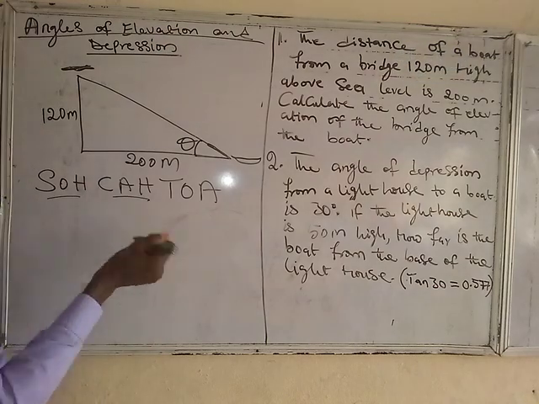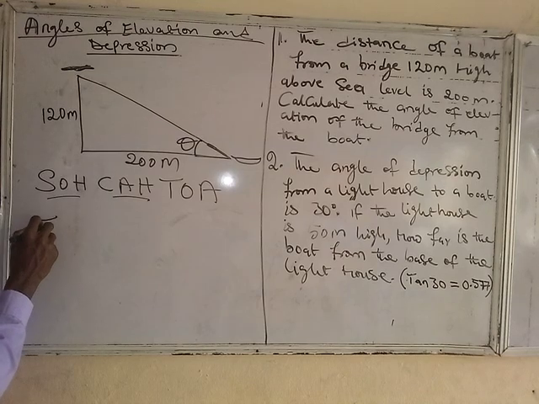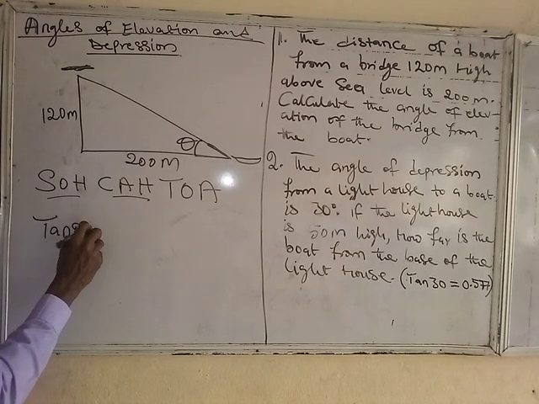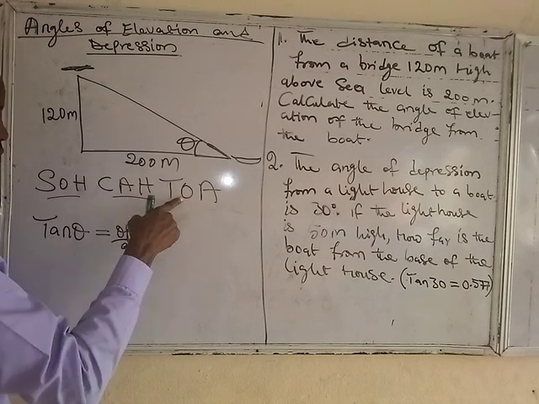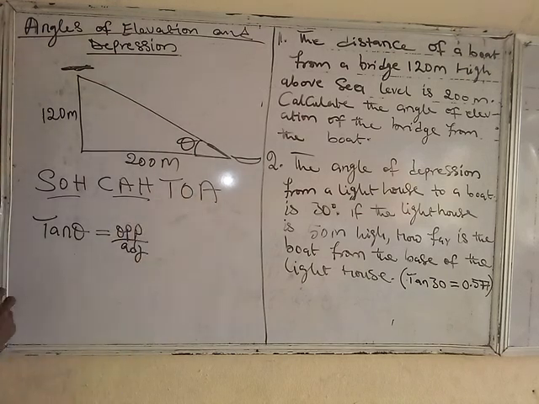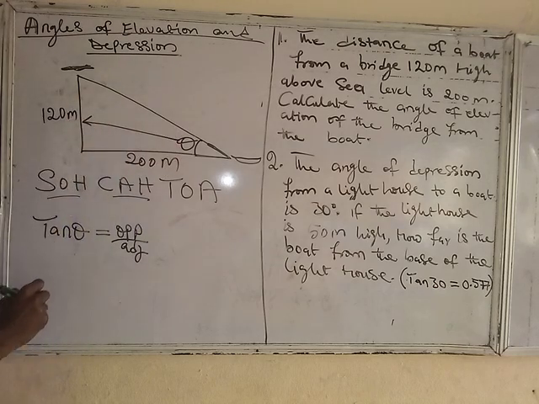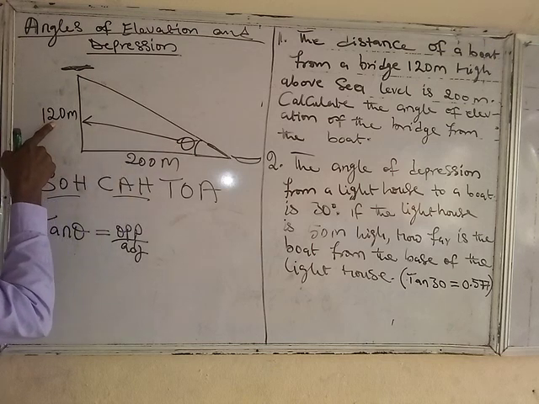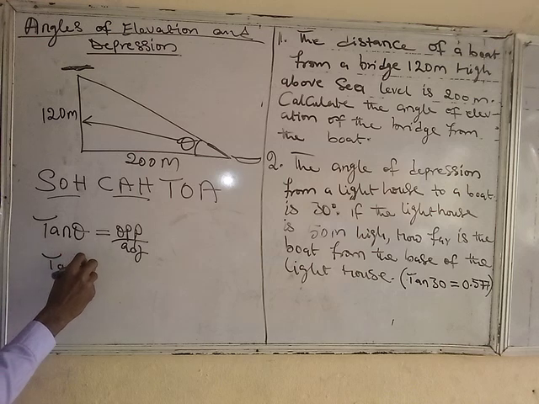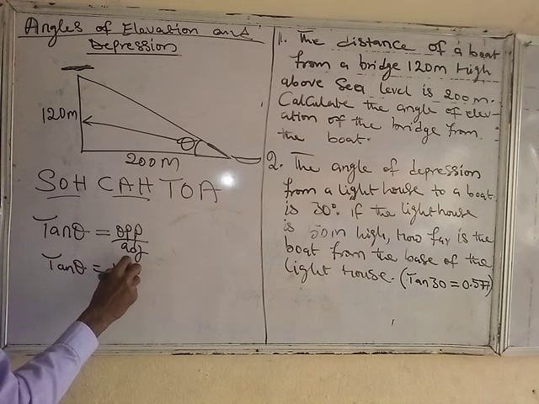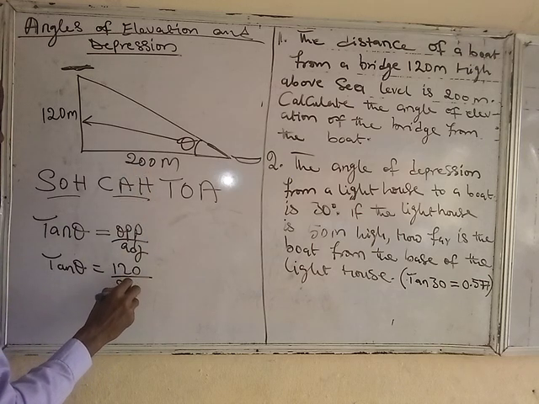So this is going to be tan theta equals opposite over adjacent. That's what TOA means. So our opposite, this is opposite. So opposite to our angle here is 120 meters. So this becomes tan theta equals 120 all over 200, which is the adjacent, 200 meters.